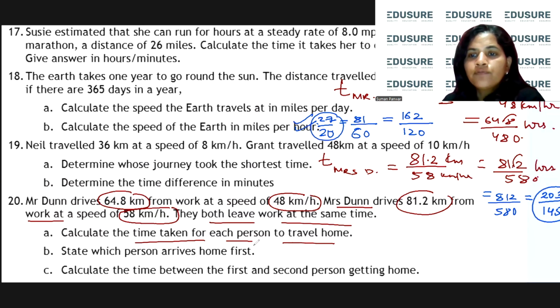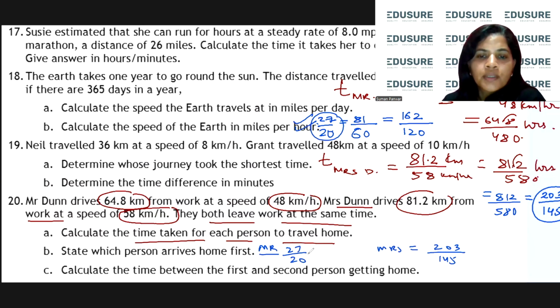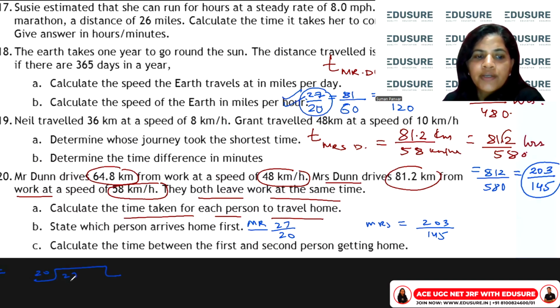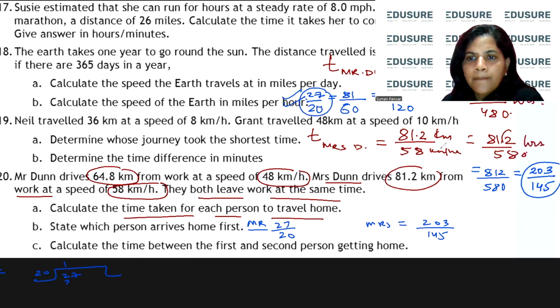State which person arrives home first. All right. So look at the time. The first one, Mr. Dun, is 27 by 20 and Mrs. Dun is 203 by 145. So we have to do a little bit of calculation. For Mr. Dun, you have to divide 27 by 20. So 20 ones are 20, and so on, so this comes to 1.35.